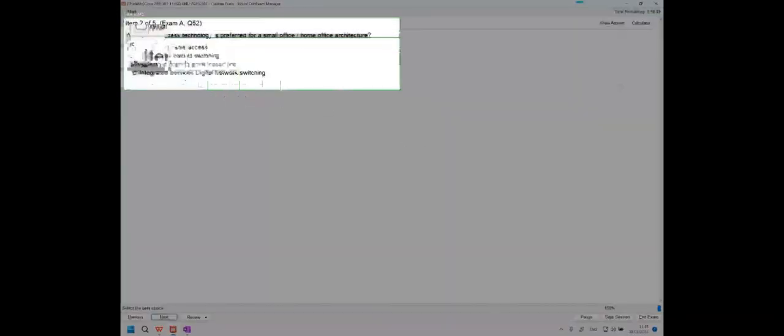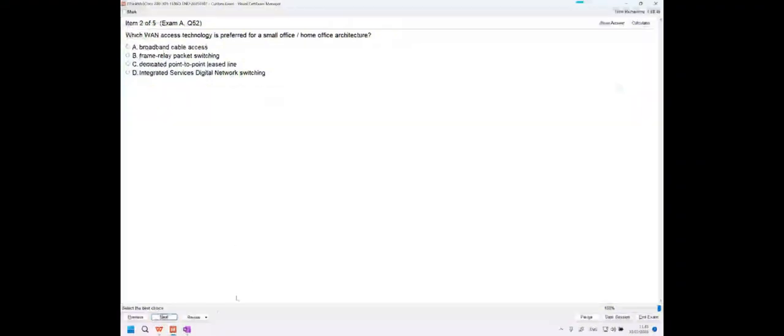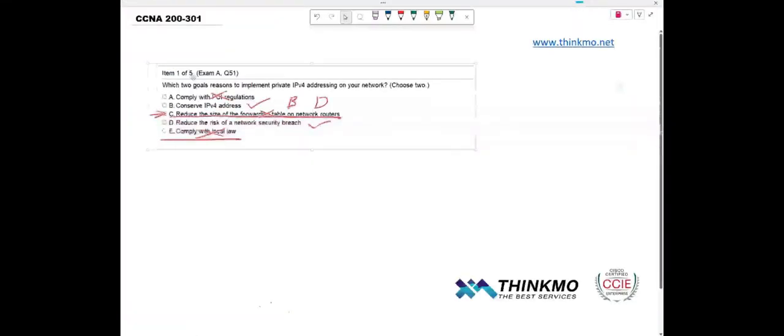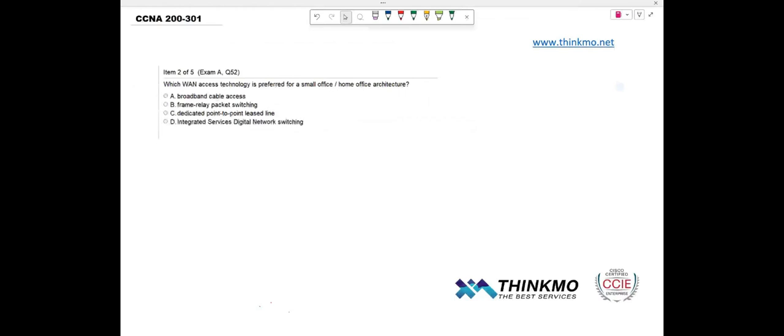All right, the second question. The second question says in the WAN access technology, within the WAN access topology, which one is more suitable for small offices and home offices, this kind of structure? And this is definitely this one. It's called the broadband cable access. This is correct. This question should choose A.